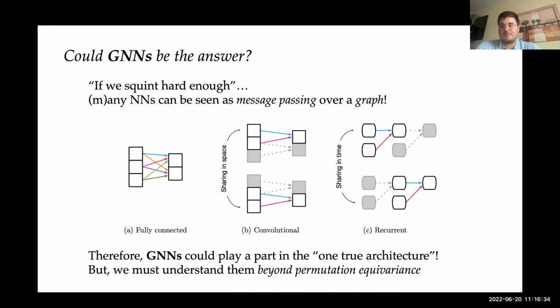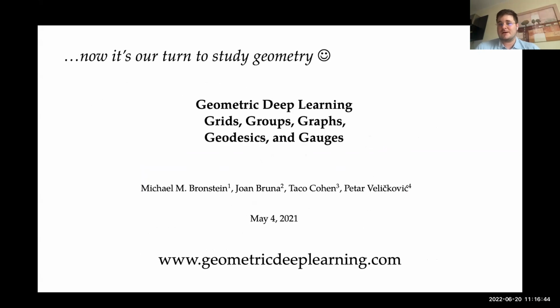But in order to properly make sense of this, we must be able to understand graph neural networks beyond just the notion of permutation equivariance. And this is what my tutorial is going to be all about. And with that in mind, it is now our turn to study geometry.